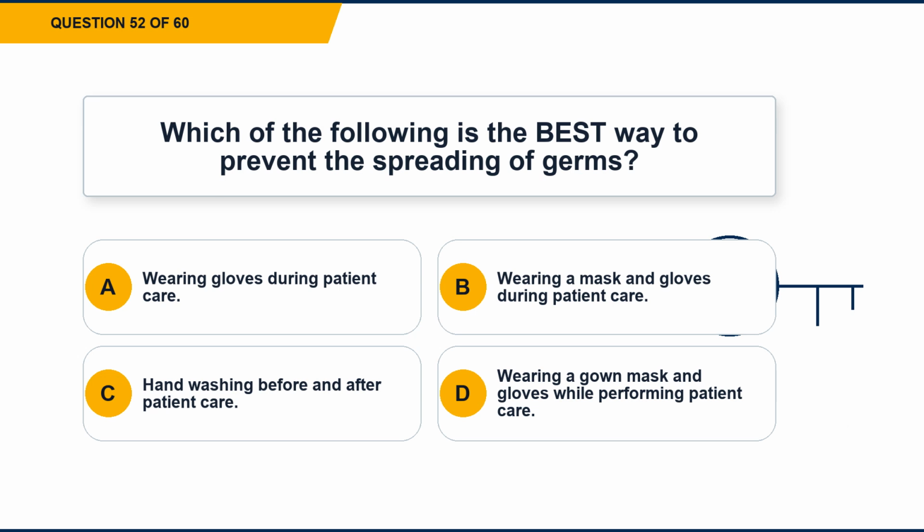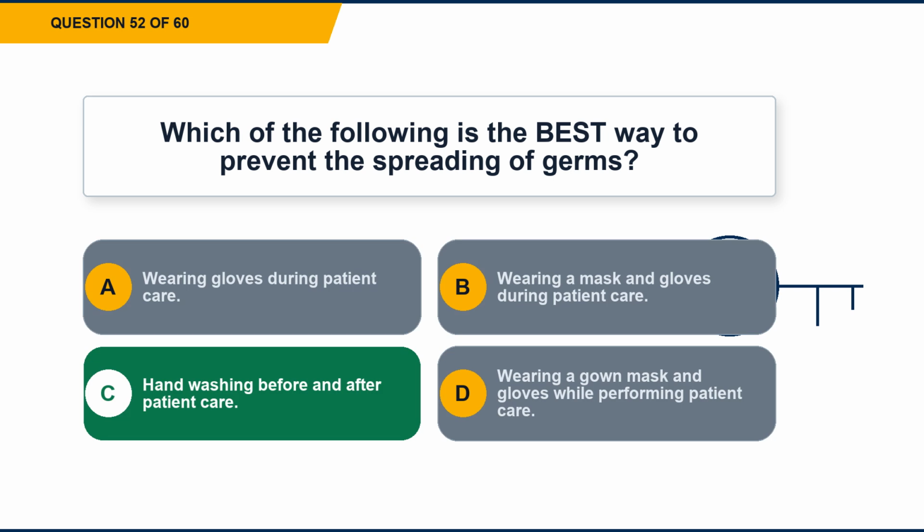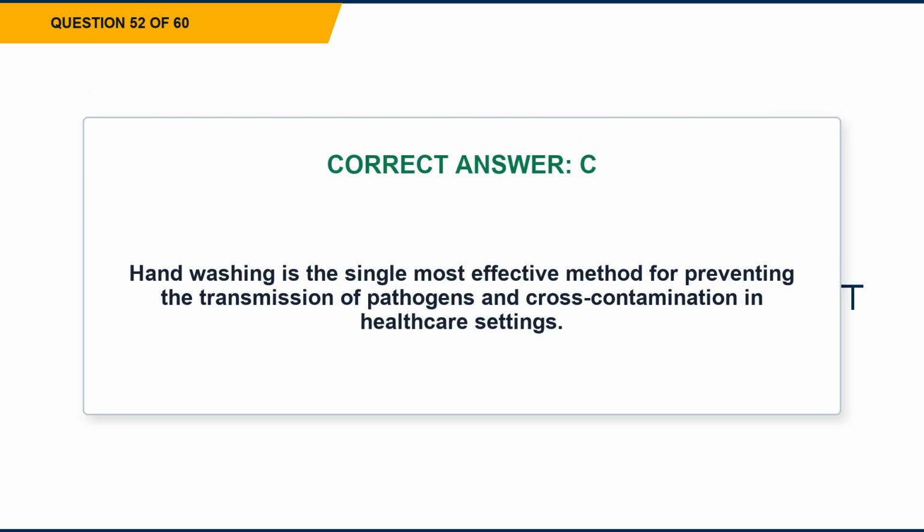Question 52. Which of the following is the best way to prevent the spreading of germs? Option A, wearing gloves during patient care. Option B, wearing a mask and gloves during patient care. Option C, hand washing before and after patient care. Option D, wearing a gown, mask and gloves while performing patient care. The correct answer is option C, hand washing before and after patient care. Explanation: hand washing is the single most effective method for preventing the transmission of pathogens and cross-contamination in healthcare settings.